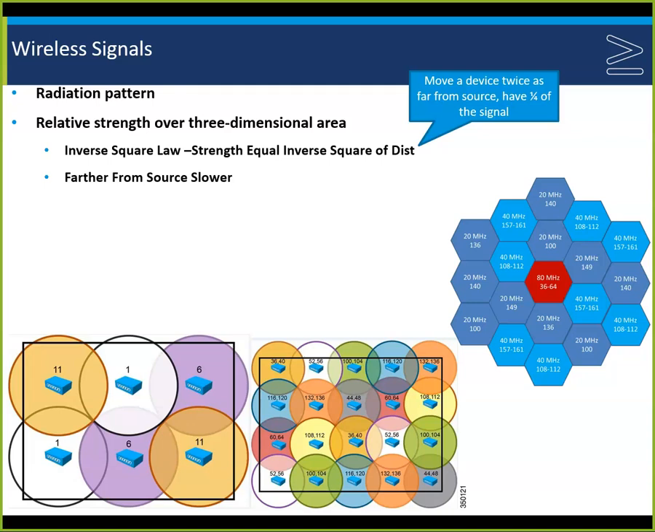What that really says is if we move a device twice as far from the source, we're going to have a quarter of the power. So if we go from 50 meters to 100 meters or 10 meters to 20 meters, we're going to have 25%, or a quarter, of the power that we had at the original location. The farther from the source, the slower the data rate's going to be. And that is one of the characteristics of wireless. The weaker the signal, the slower it's going to go.